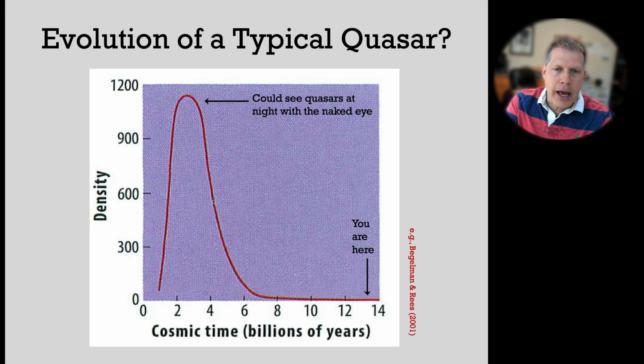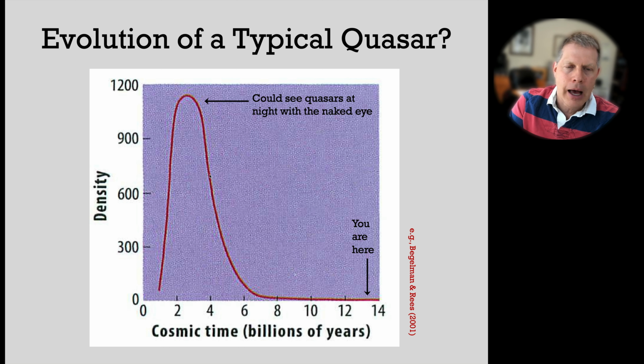corresponding to this span of time, and grows and grows and grows over that entire span of time until it shuts off. We don't think that quasars last that long. So we believe that this pattern is indicative of the overall population of quasars, but is not indicative of the evolution of a typical individual quasar. That's the distinction I'm trying to make.